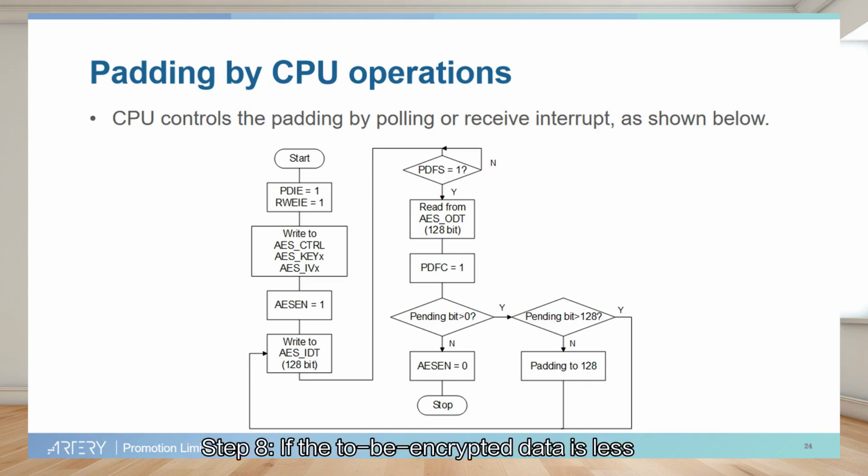Step 8. If the to-be encrypted data is less than 16 bytes, pad the data with 0 to a complete data block. For encryption or decryption with GCM and CCM, configure the NDD number of dummy data bits in the AES_CR control register and set the LST bit according to the number of 0 padding.